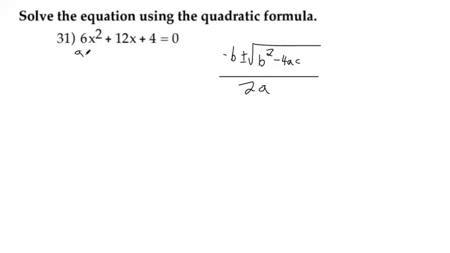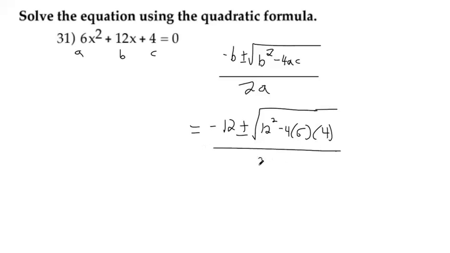where the leading coefficient is a, the coefficient of the x to the first power is b, and then this is c. So if we plug those in, it's negative 12 plus or minus the square root of 12 squared minus 4 times a times c, and then everything is being divided by 2a.